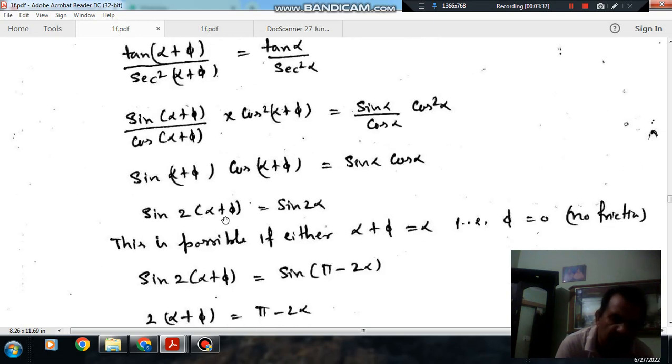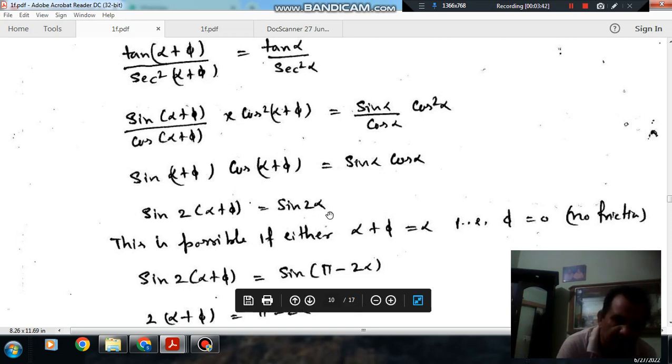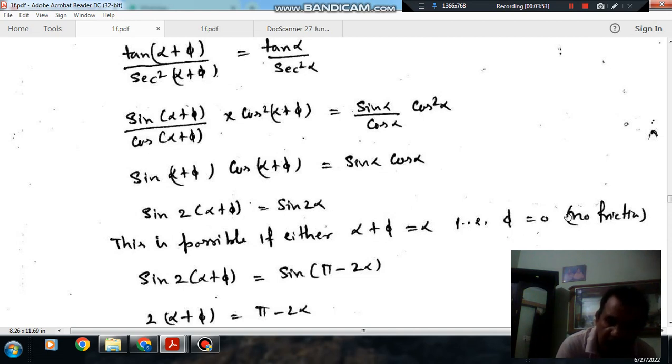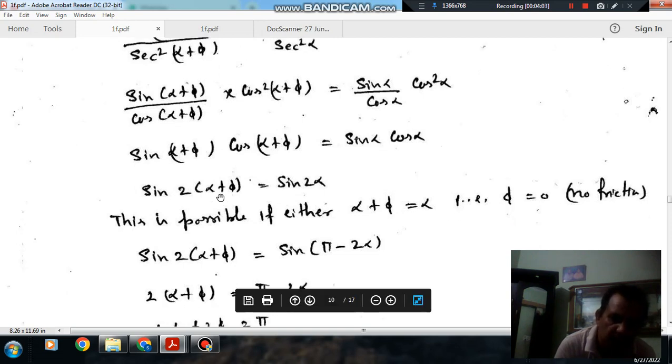Or we can say sin 2 alpha plus phi is equal to sin 2 alpha, or 2 alpha plus 2 phi is equal to 2 alpha, or alpha plus phi is equal to alpha, or phi is equal to 0. It means there is no friction, but friction is present in the nut and screw, so that cannot be the case. So, since sine is positive in the second quadrant, we convert sin 2 alpha into sin of pi minus 2 alpha.